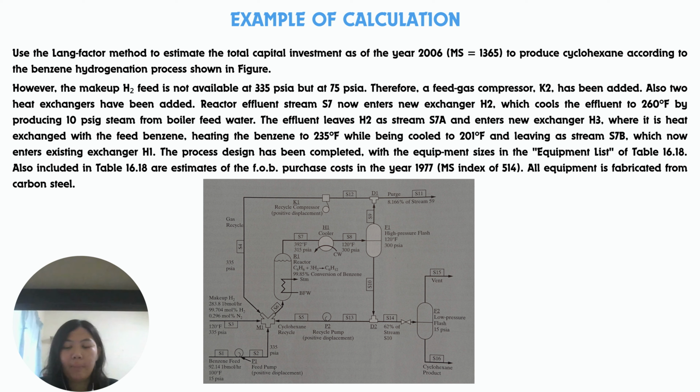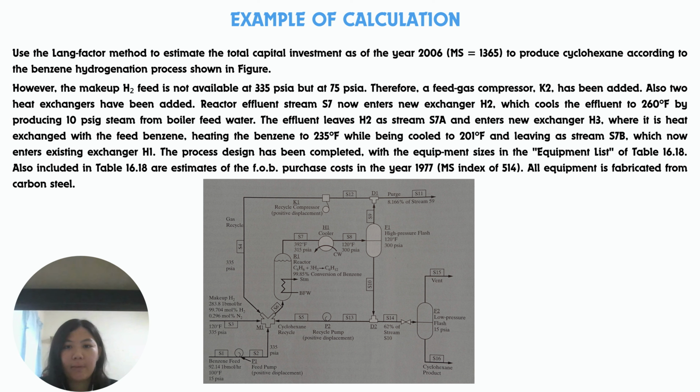And this is the example of calculation by using method 2. The question is, use the Lang factor method to estimate the total capital investment as of the year 2006, MS equal to 1,365, to produce cyclohexane according to the benzene hydrogenation process shown in the figure. However, the hydrogen feed is not available at 335 psia but at 75 psia. Therefore, a feed gas compressor K2 has been added. Also, 2 heat exchangers have been added.